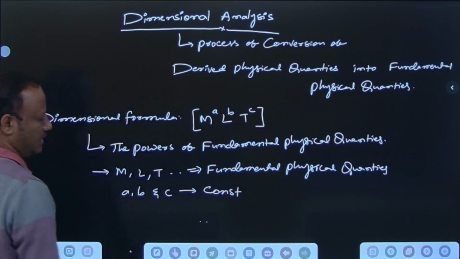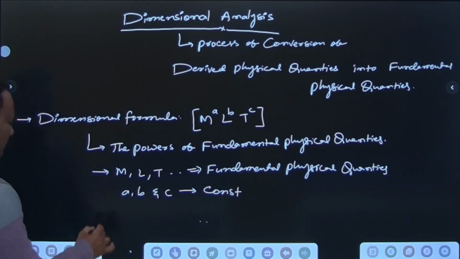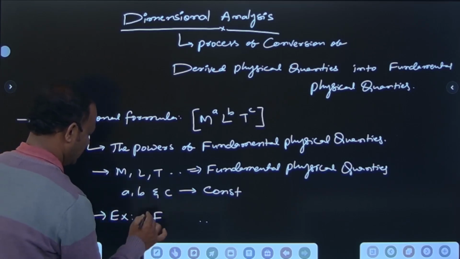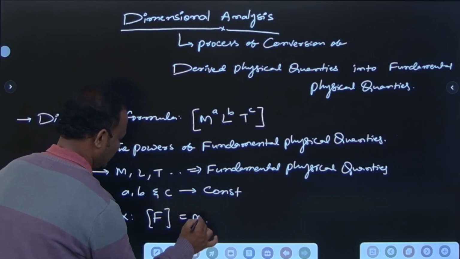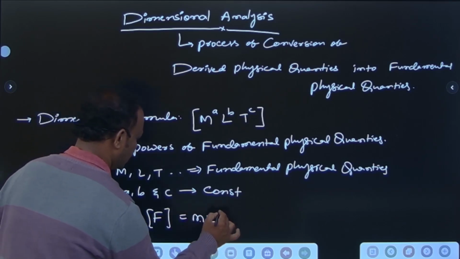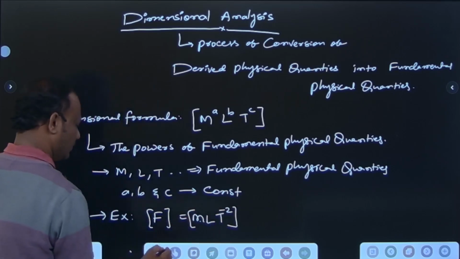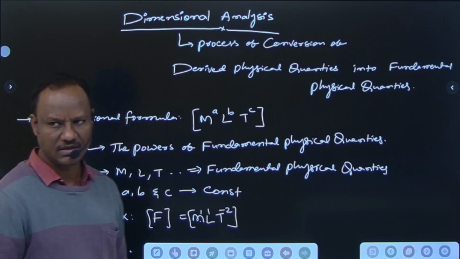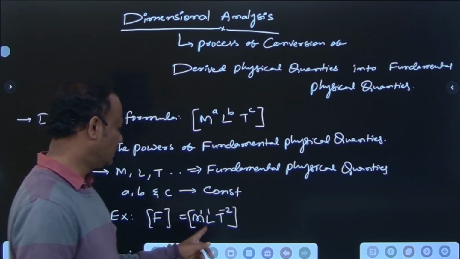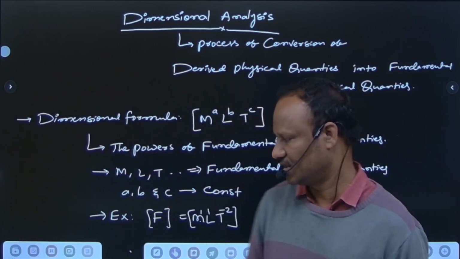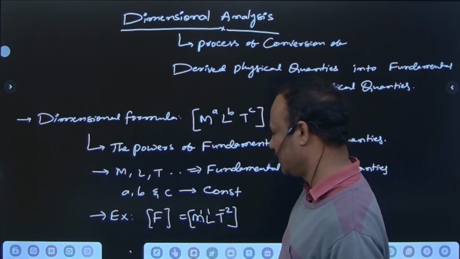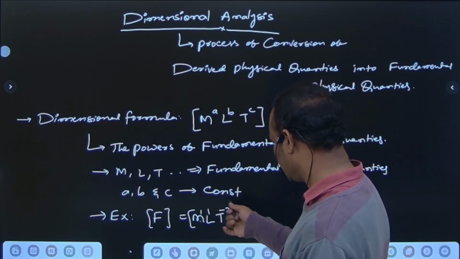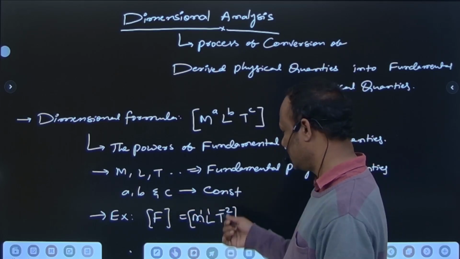For example, the dimensional formula of force F is equal to M L T to the power of minus 2. M power 1, L power 1, T power minus 2. Mass, length, time are the fundamental physical quantities, and 1, 1, minus 2 are the constants. So force is expressed in terms of these.